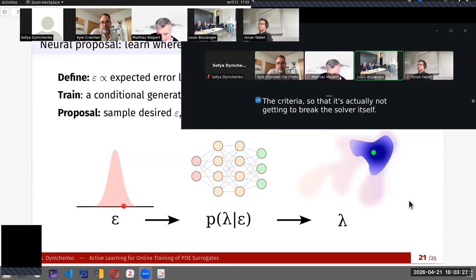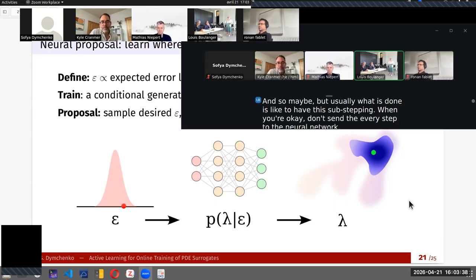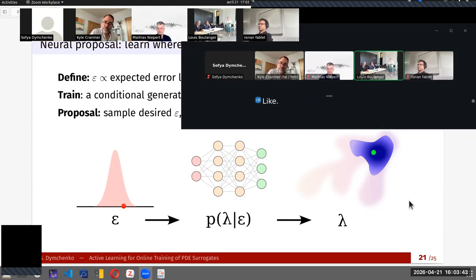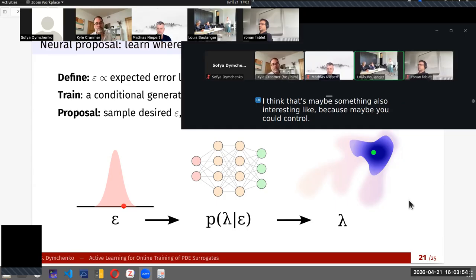Usually what is done is this sub-stepping, where you don't send every step to the neural network, but every fifth or tenth. Maybe it's also interesting to choose, oh, maybe don't send me every one, but start to send more as it progresses in time. Maybe you could also control the solver, but as you said, if you start to mess with the solver, it may give you errors or non values, and then you break it. But if there is some way to catch that, then maybe it's okay.